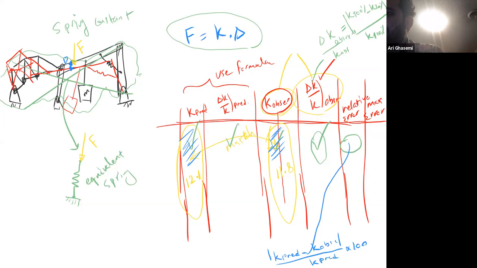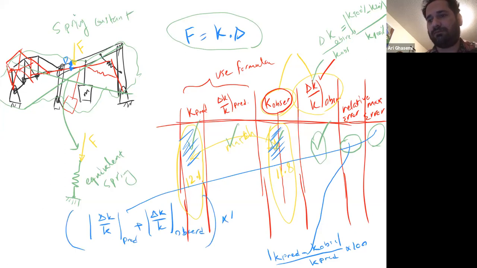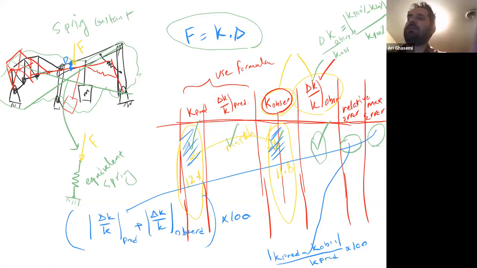That's your relative error. And what is max error? Max error, this last column, let's write it here. Max error is the absolute value of delta K over K predicted plus delta K over K observed, times 100. Max error. Okay, so now we finish the table.